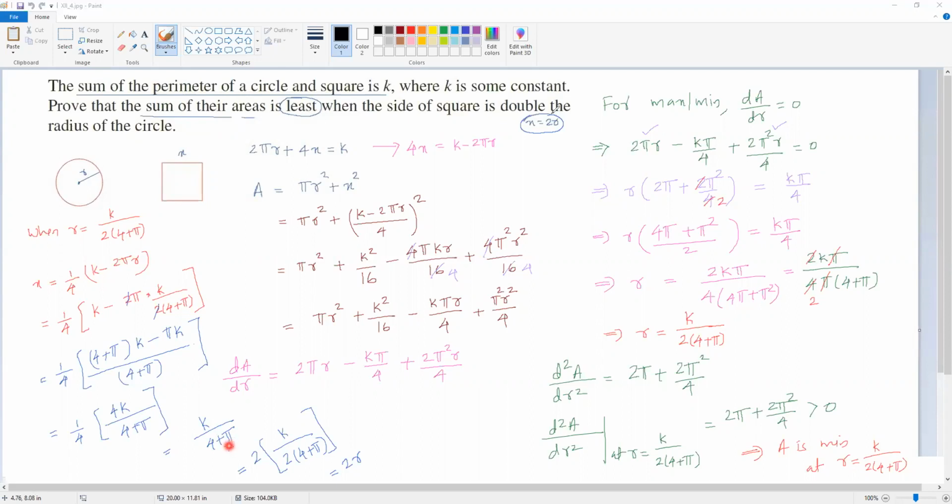So we have to prove that that is equal to 2 times radius. So it is 2 into radius is k divided by 2 into 4 plus pi. In effect 2 cut हो जाएगा, same you will get, but inside the bracket this is equal to k is equal to 2r. Inside the bracket there is r, so it is 2r. Clear?